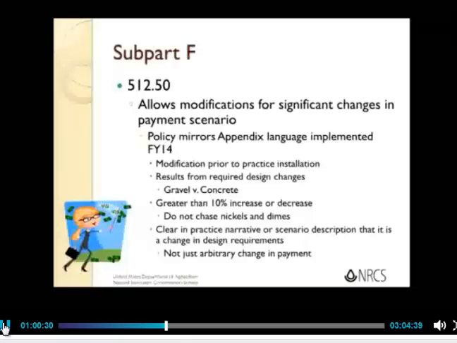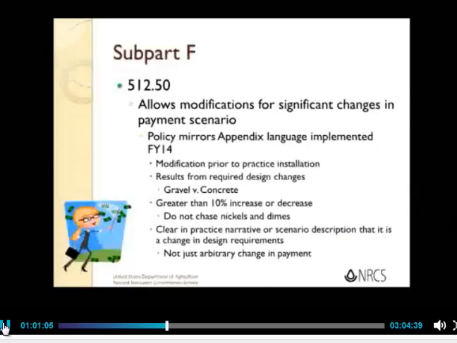And that will now be allowed if it meets the criteria that is listed here, and that is it's either an increase or a decrease more than 10% in cost. We don't want you chasing nickels and dimes. These are typical scenarios, and we still stand by, we're not trying to do cost share. We are doing payment schedules based on typical scenarios, but we do have the latitude to change if there's a significant change in the design.